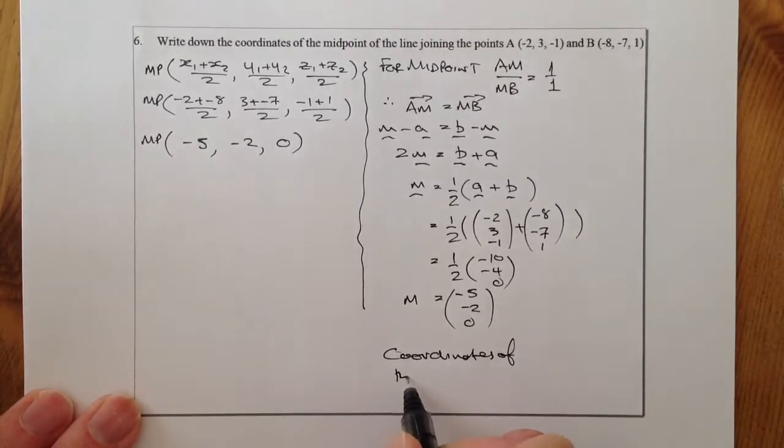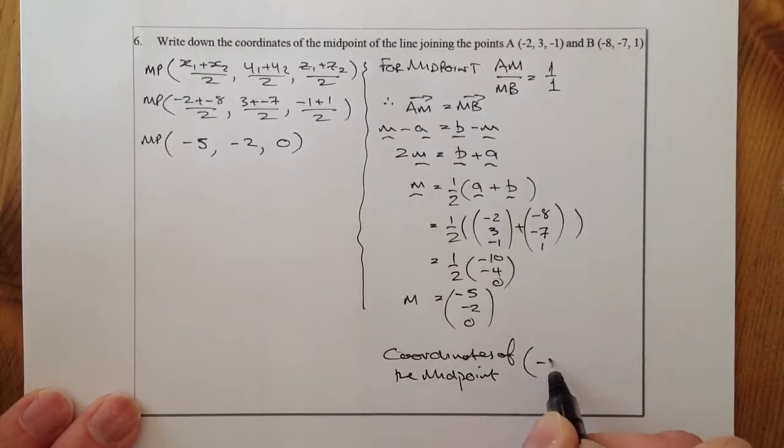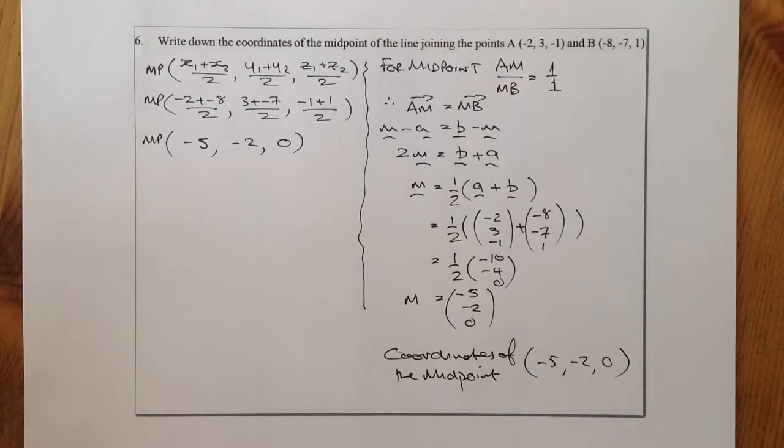And then the coordinates of the midpoint would be minus 5, minus 2, 0. Let's write them in coordinate form.